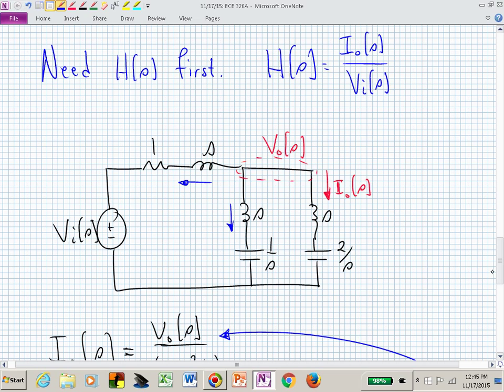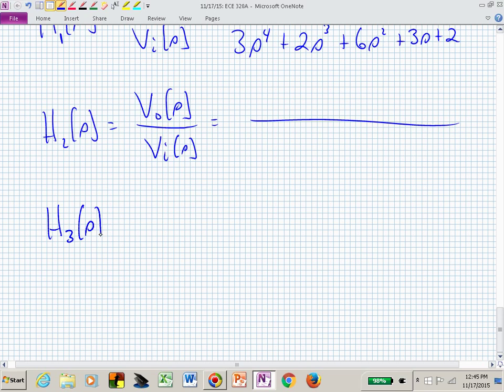So it really just depends on what is asked for. If I ask for the current in the middle branch, you would solve for it just the same way. Let's say that's now I sub 1. Then you could have an H sub 3, which would be I sub 1 of S over V sub I of S, etc. Question?